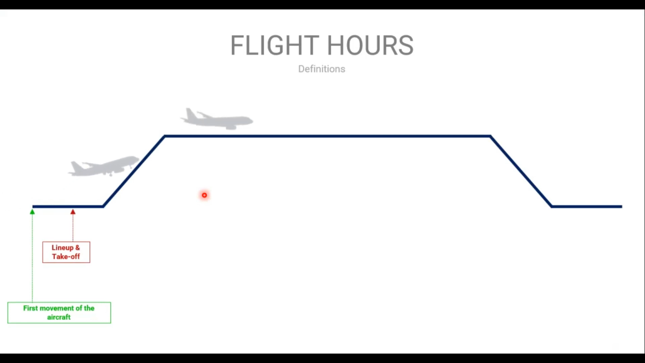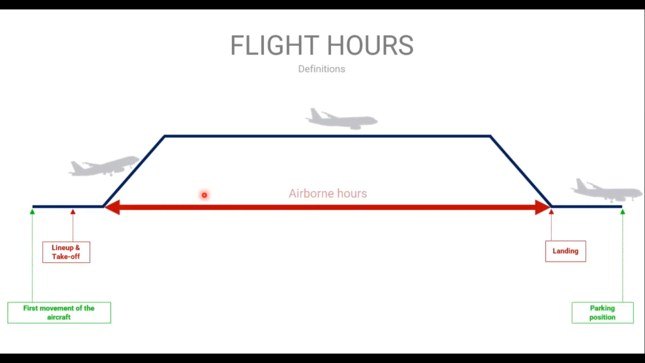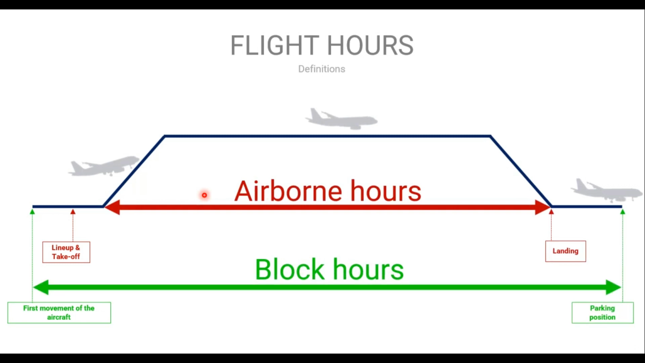Here, we introduce the flight hours. The flight hours on board are basically the hours that you pass. We have the airborne hours, from this point, if you see my cursor, to that point, from the liftoff to the touchdown. And we have the block hours, from when you start to move with the aircraft until you go to your gate. We say this is chocks off, chocks on.